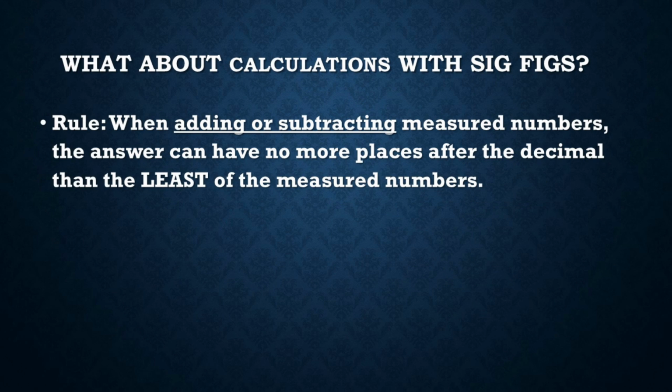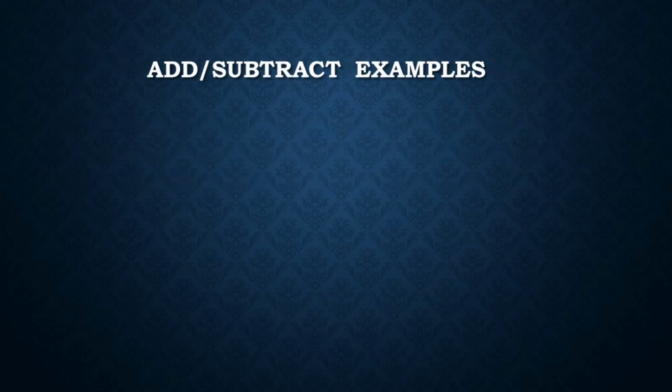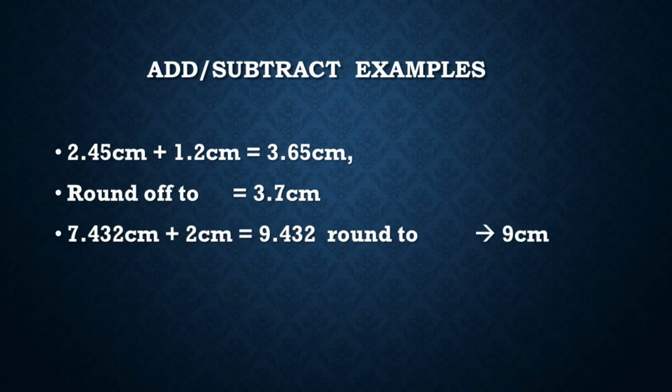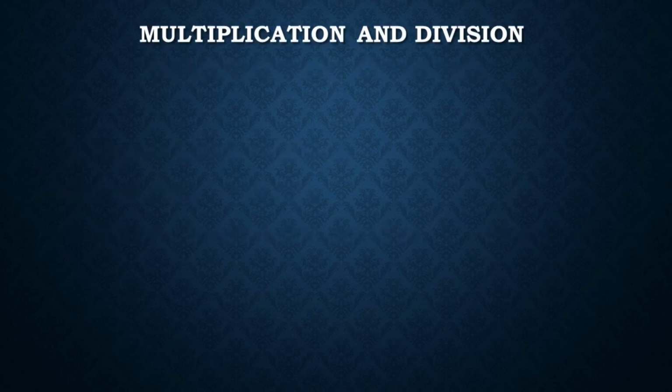What about calculations with significant figures? Rule: when adding or subtracting measured numbers, the answer can have no more places after the decimal than the least of the measured numbers. Add and subtract examples. 2.45 centimeter plus 1.2 centimeter equals 3.65 centimeters. Round it off to 3.7 centimeter. 7.432 centimeter plus 2 centimeter equals 9.432, rounded to 9 centimeter.